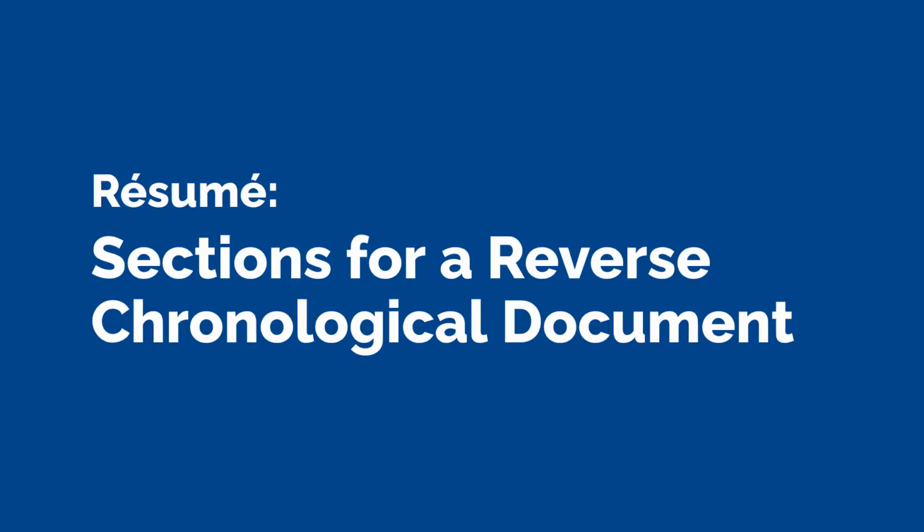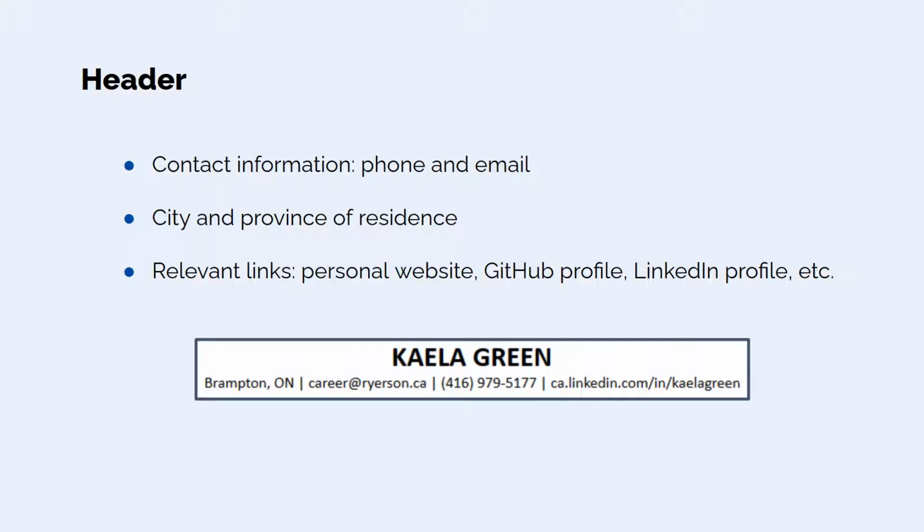Resume sections for a reverse chronological document. Here are 6 must-have sections on your resume. 1. Header. This section will have your name and contact information, including your phone, email, LinkedIn profile URL, city and province of residence, as well as any other relevant links such as a personal website.